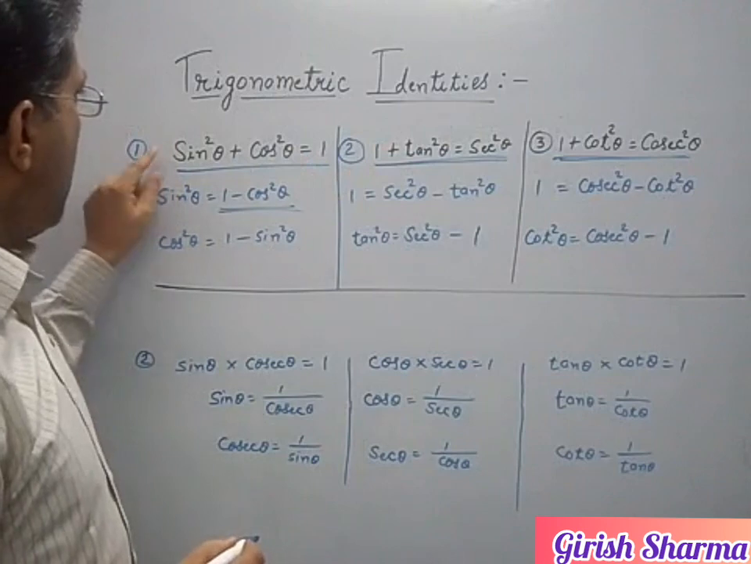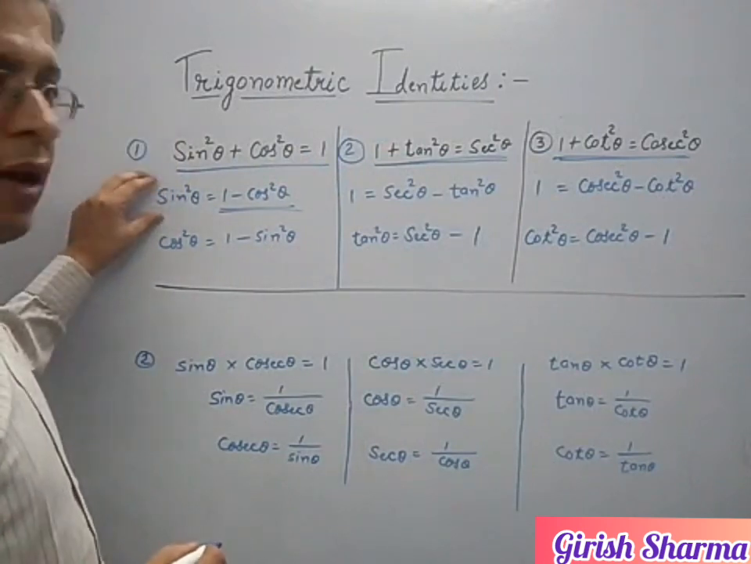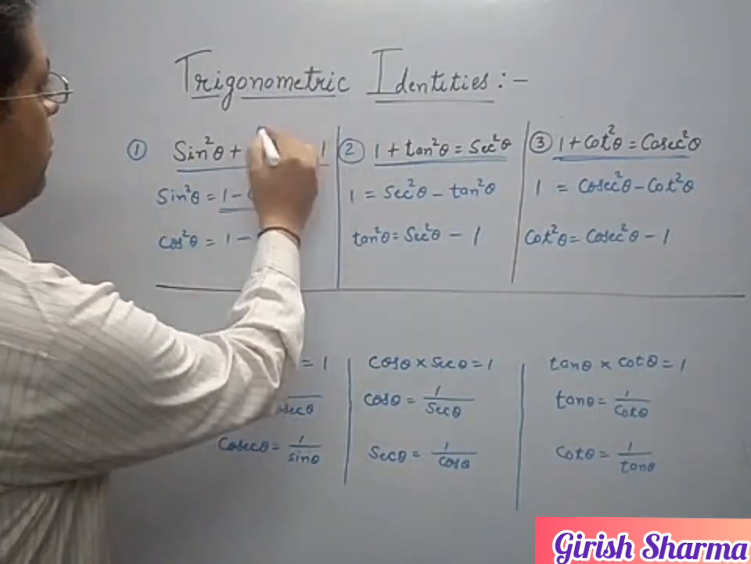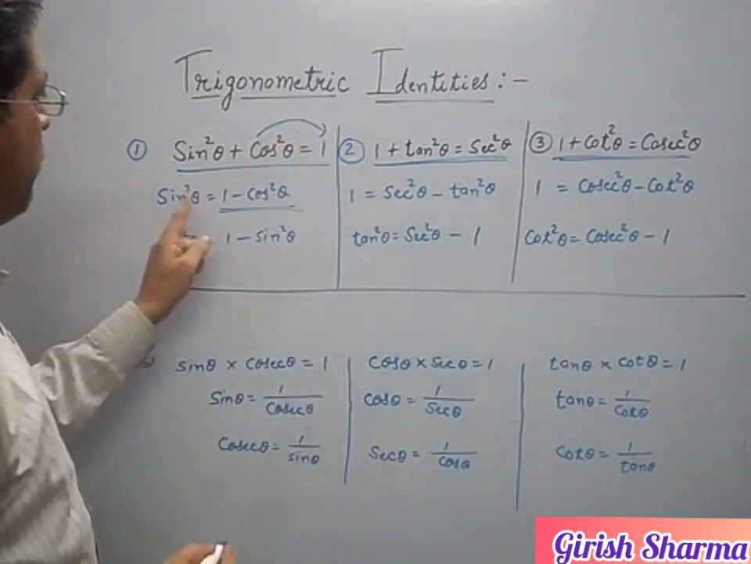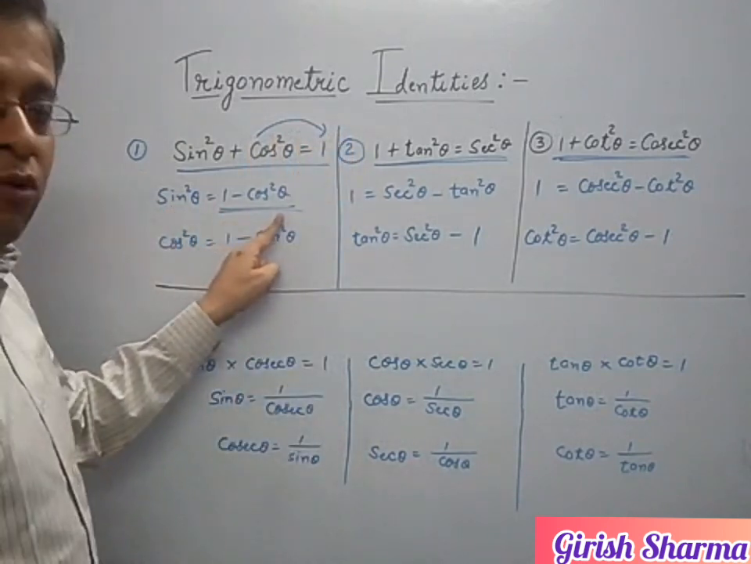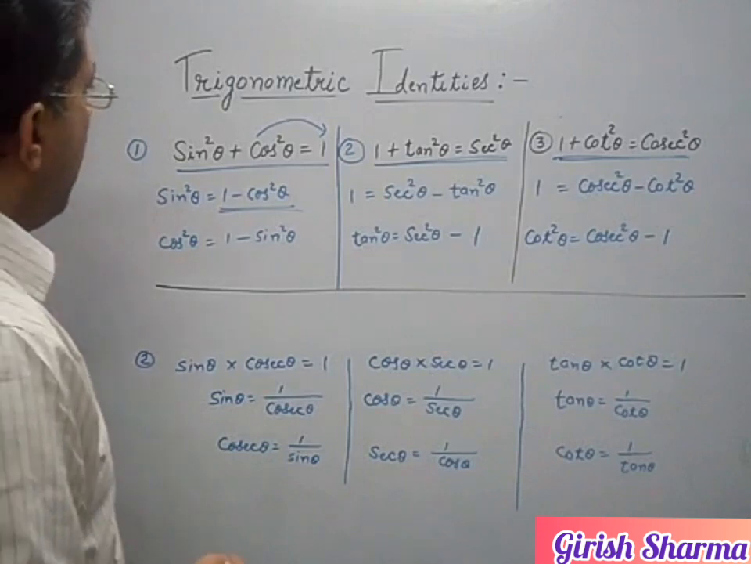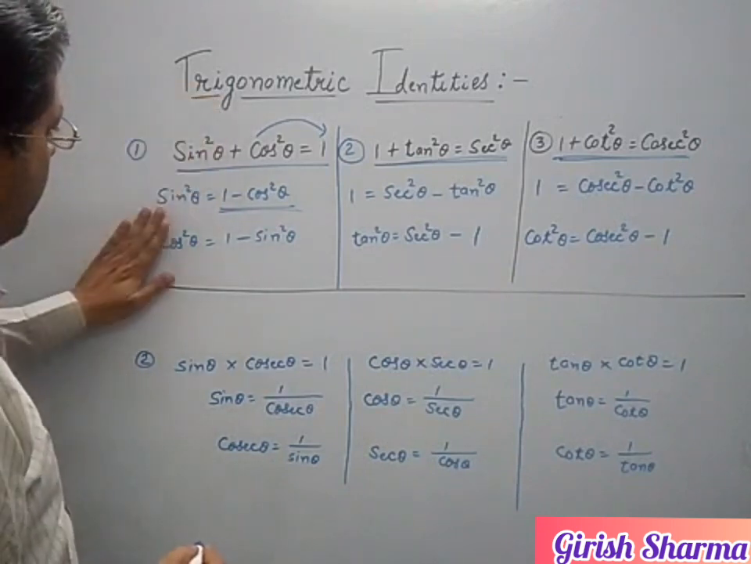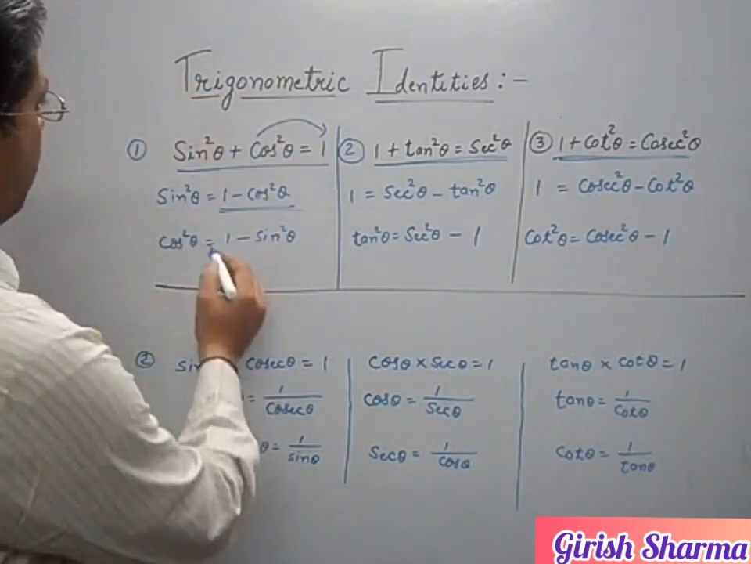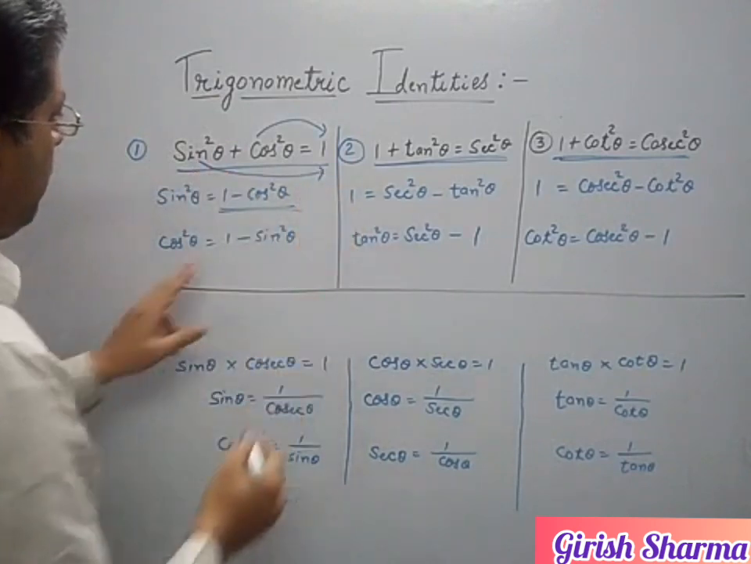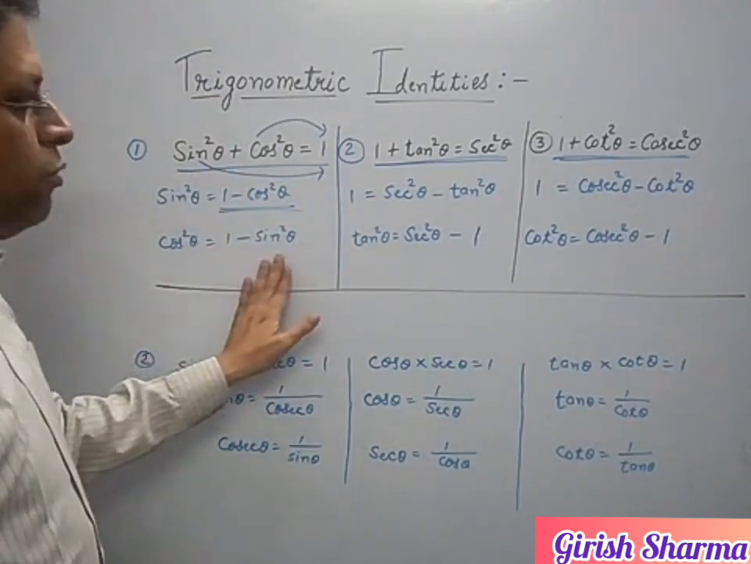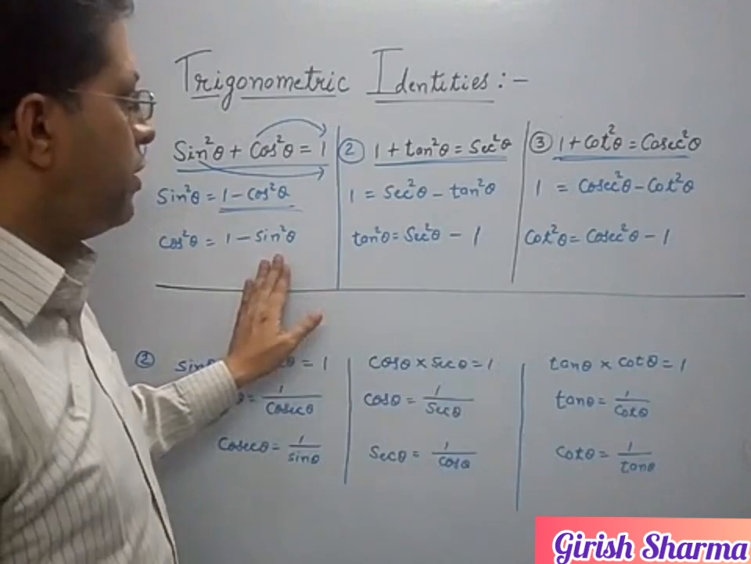See, I am keeping sin² θ on the left-hand side and moving cos² θ to the other side. Then sin² θ = 1 - cos² θ. And if I keep cos² θ here and move sin² θ, then cos² θ = 1 - sin² θ.